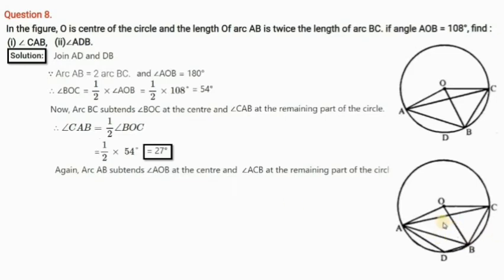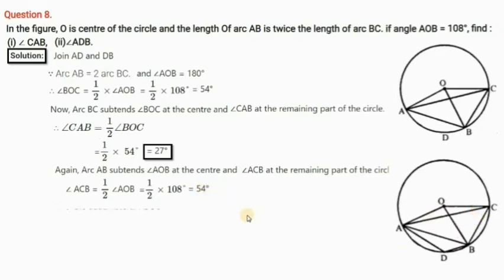So I can say that in the remaining side, whichever angle is subtended will be just half of the central angle. So ACB will be half of AOB, and AOB is 108, so this will be 54. So again this angle ACB is also 54 degrees here.